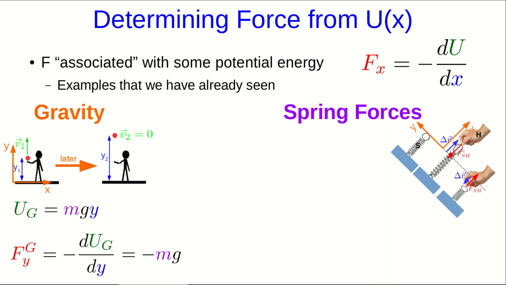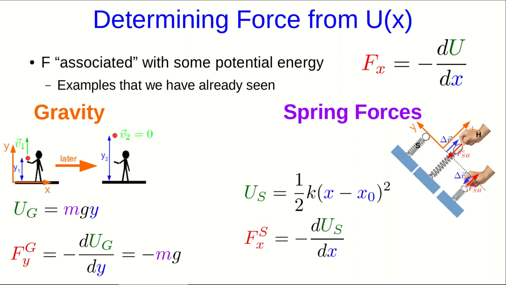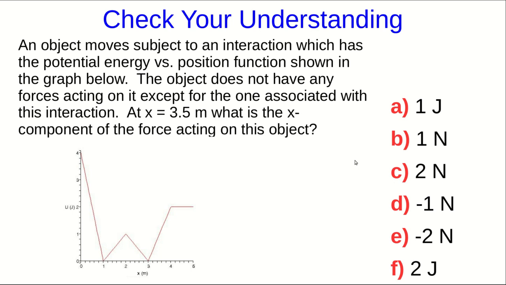Similarly with a spring force, if I set the x-axis along the spring, then the spring potential energy, as we've seen recently, is a half k delta x squared. If I take the derivative of that with respect to x, I'm going to get the x component of the spring force, and it comes out as negative k delta x, which is the familiar form of Hooke's law. Since this is going to be a key idea through Phys 1204, let's make sure you know how to do it. So here is a graph of potential energy versus position for some object, and we want to know what the force is, the x component of the force, when this object is moving through x equals 3.5 meters.